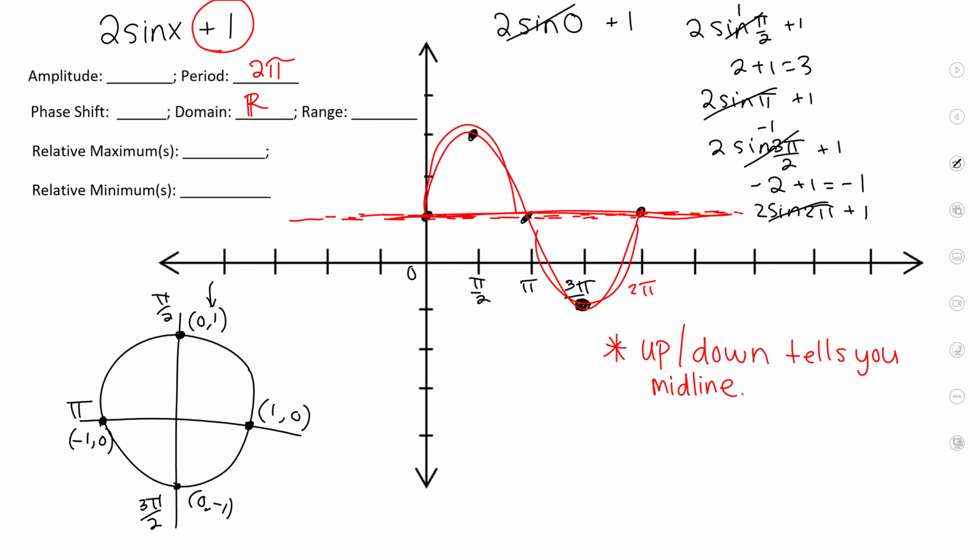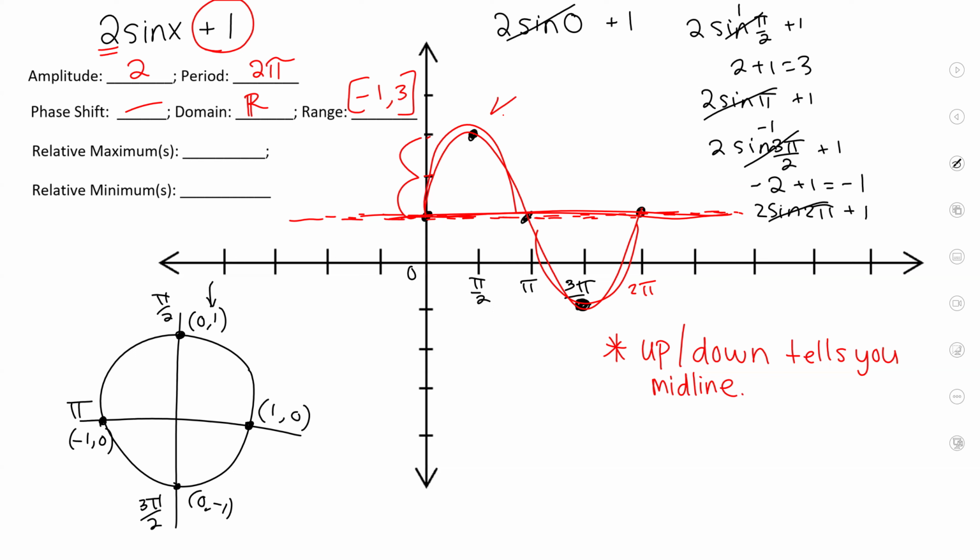What tells you your amplitude? Exactly. So your amplitude is 2, because look, from your midline to the highest point, that's 2 spaces. Okay? We didn't go left or right. Your range, the bottom is at -1, and 1, 2, 3, +3. That's your range.